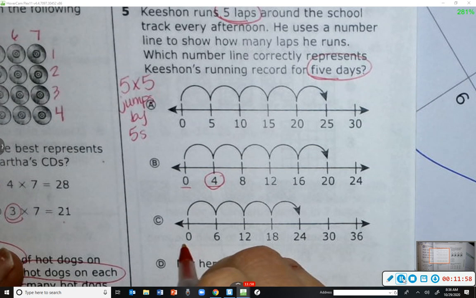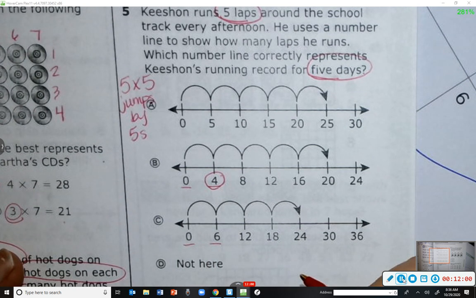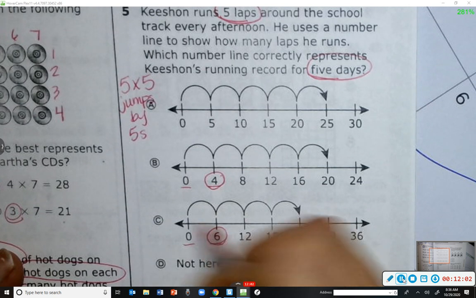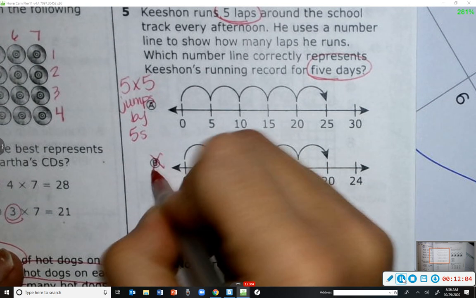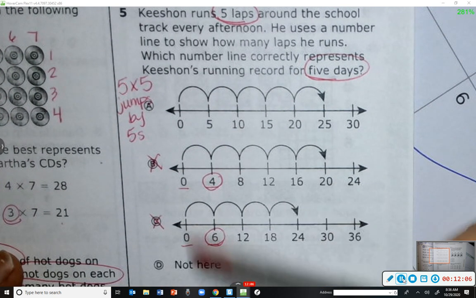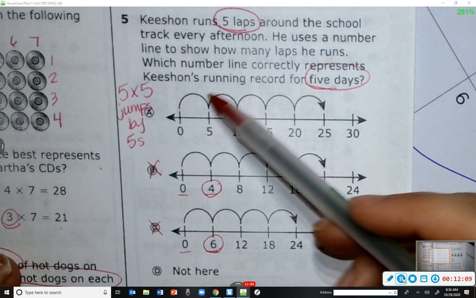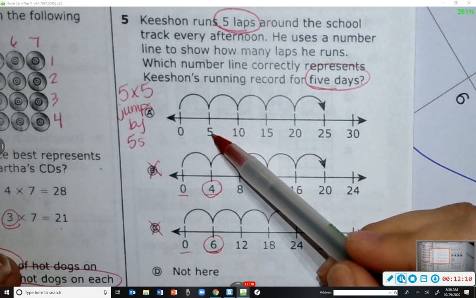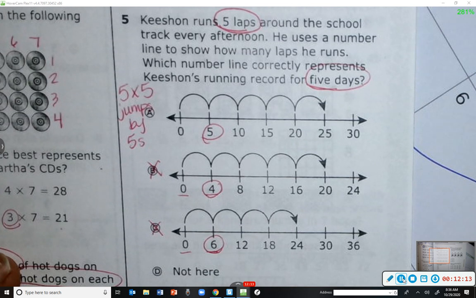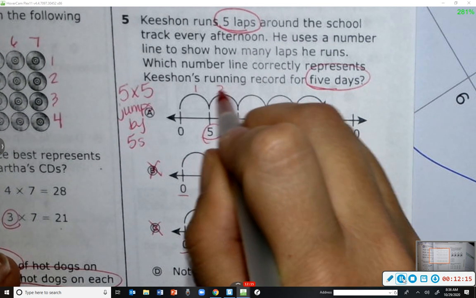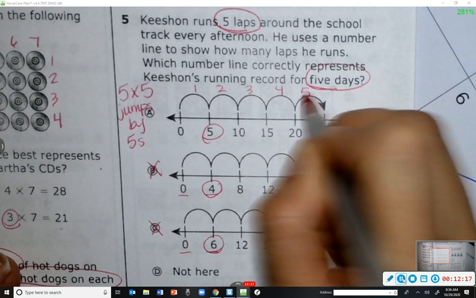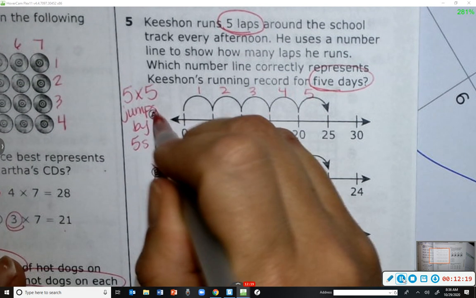What about C? What's wrong with C? It has 6. Skip by 6s. So I need to either see if A is correct or maybe the answer's not here. Does it skip by 5s? Yeah. Does it have 5 jumps? Yeah. 1, 2, 3, 4, 5. Okay, so A is correct.